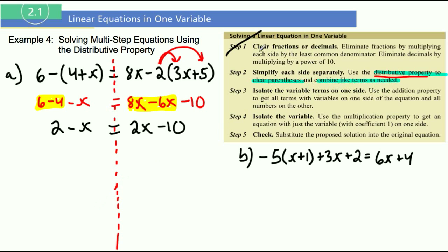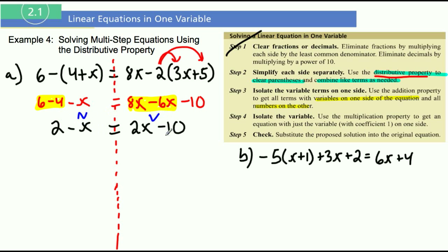So basically what that means is we want to get the variables on one side of the equation and the numbers on the other side. And it does not matter what side, either the left side or the right side, the numbers and variables can go on either one. You just want to separate them. So I think what I want to do is I'm going to put the numbers on the left side and the variables on the right.